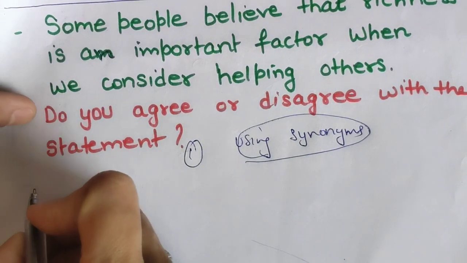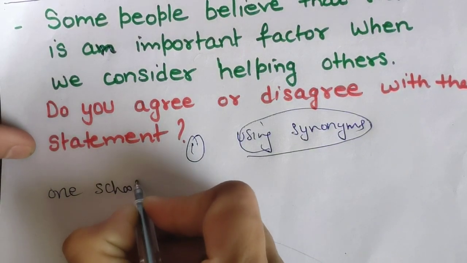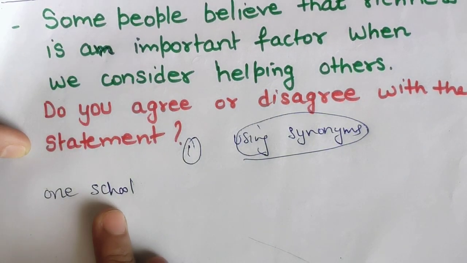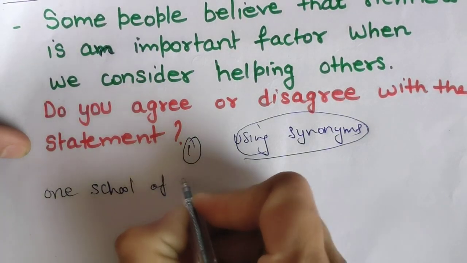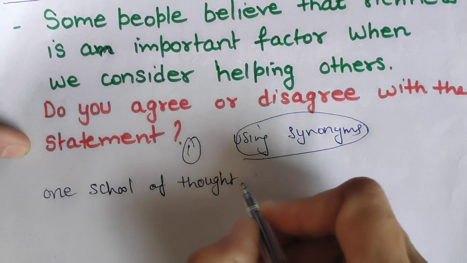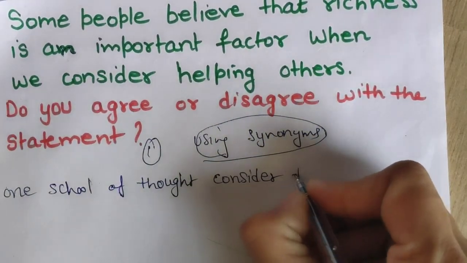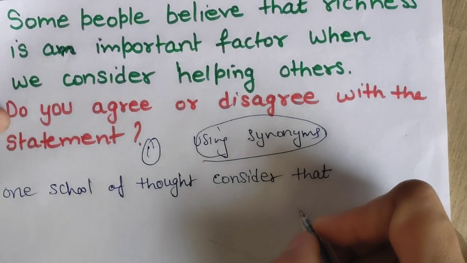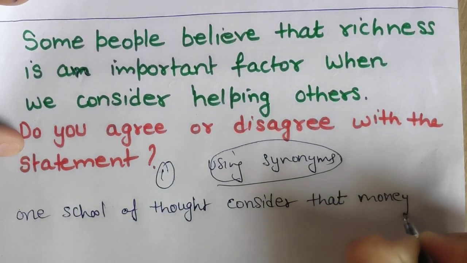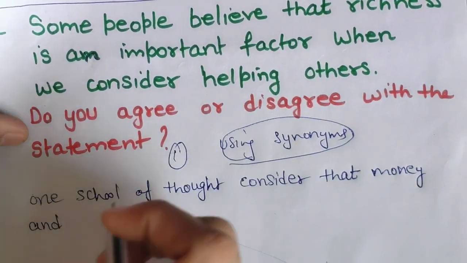So how are we going to start the introduction in this? You can write "one school of thought" instead of "some people", and you can use "many people" also, but I'm going to give you another phrase for this. Instead of "believe", I will be writing "consider that". Instead of richness, what can we write? Money and wealth. So I have used the words money and wealth instead of richness.